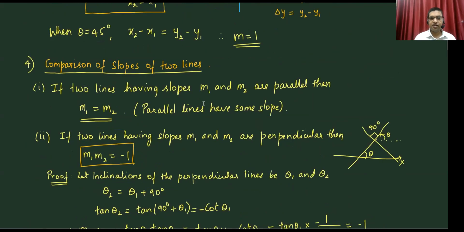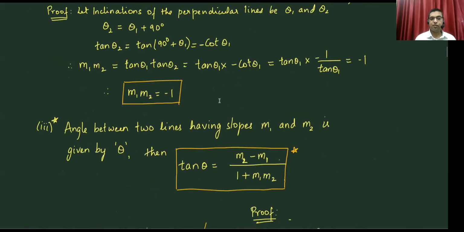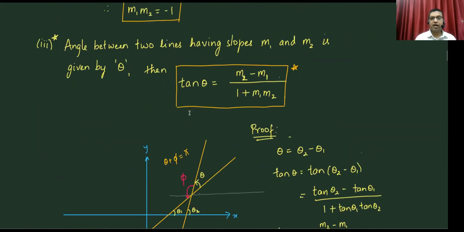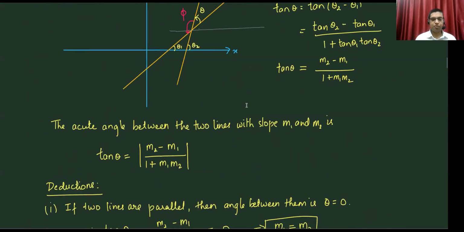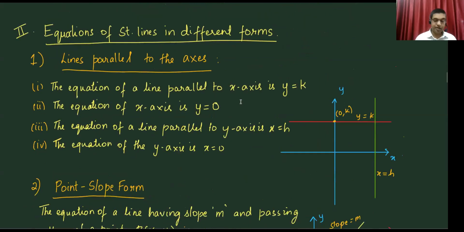And the condition for two lines to be parallel is their slopes will be equal, and the condition for two lines to be perpendicular is the product of slopes is -1. And then we discussed angle between two lines. If it is theta, tan theta is m2 minus m1 by 1 plus m1 m2, and we did problems also on this. Next, equations of straight lines we discussed last time.